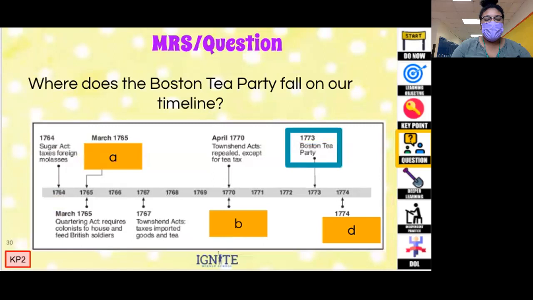Okay, so the correct answer for this one was letter choice C, like cat. So the Boston Tea Party took place in 1773. I want to note that the Boston Tea Party was after the Boston Massacre. So first Boston Massacre, and then 3 years later, Boston Tea Party.